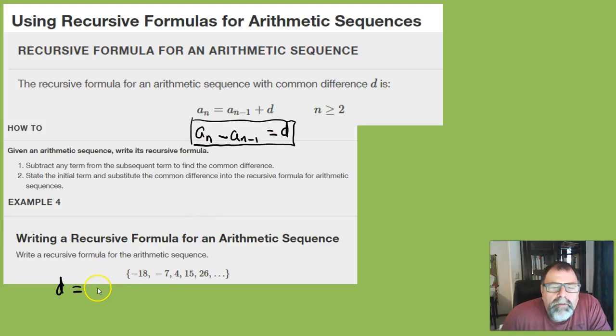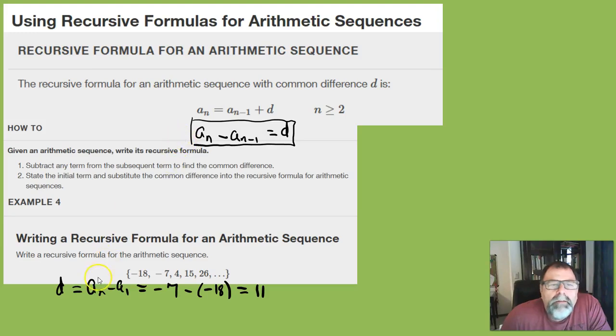So I can do A sub 2 minus A sub 1. So negative 7 minus negative 18. So that is 11. And you can see if you add 11, you get to 4. Add 11, you get 15. Add 11, you get 28. So you can see that d is 11.